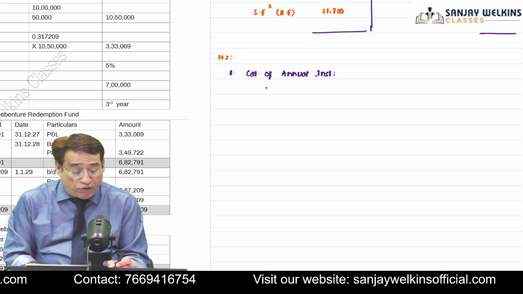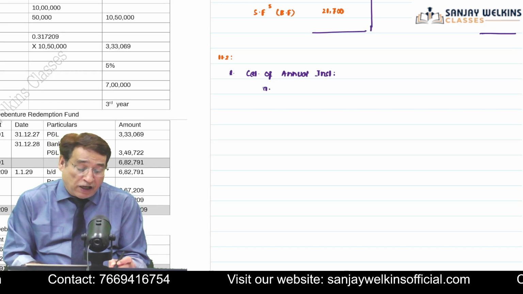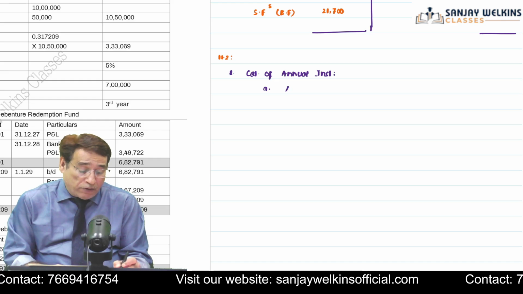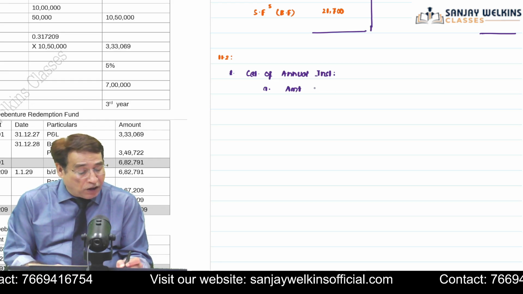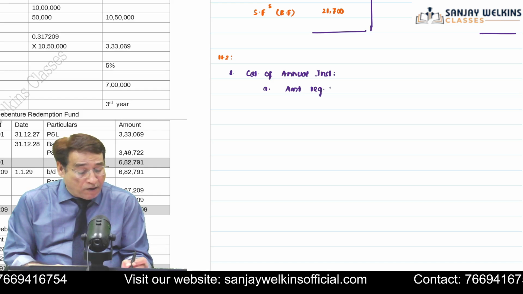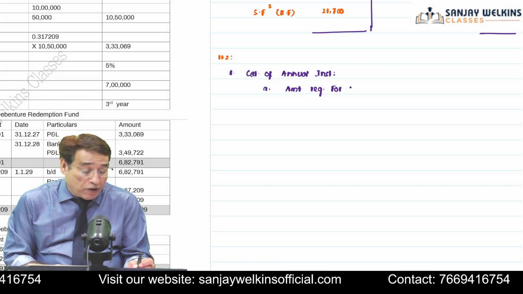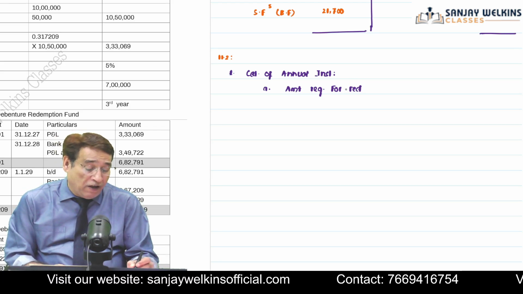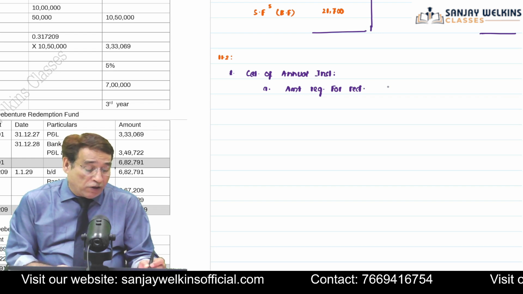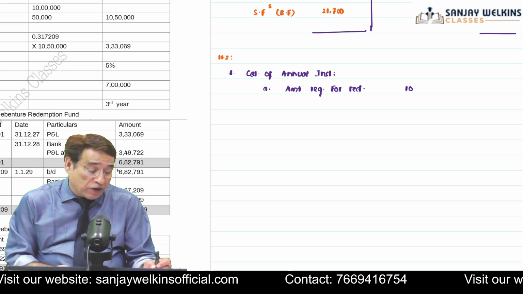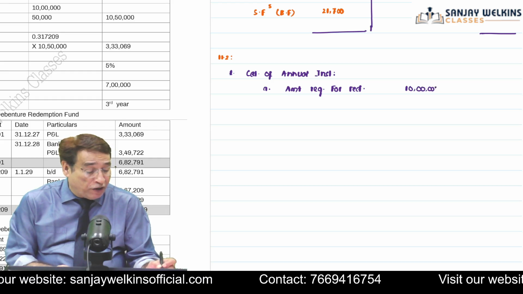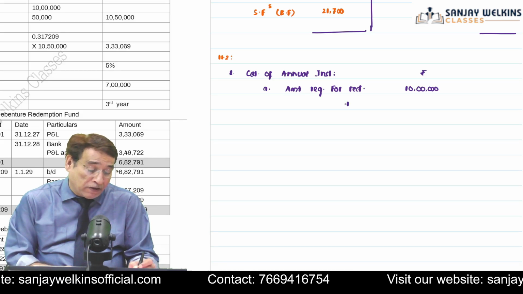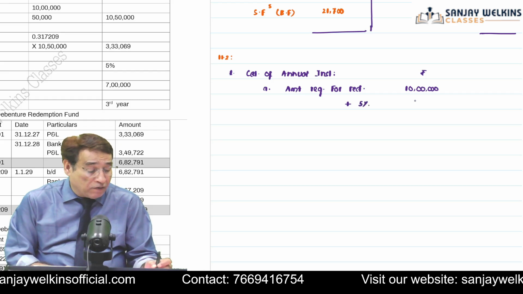In order to compute the annual installment, first of all, you need to think along these lines. What amount are you supposed to redeem finally? Now, in this question, the amount required for redemption, because here you have committed that you are going to redeem these debentures at a premium of 5%. So the amount required for redemption will be 10 lakh, because 10,000 debentures are there with a face value of 100. So 10 lakh is the amount. But we are supposed to redeem them at a premium of 5%. So plus 5%, that is equal to 50,000.